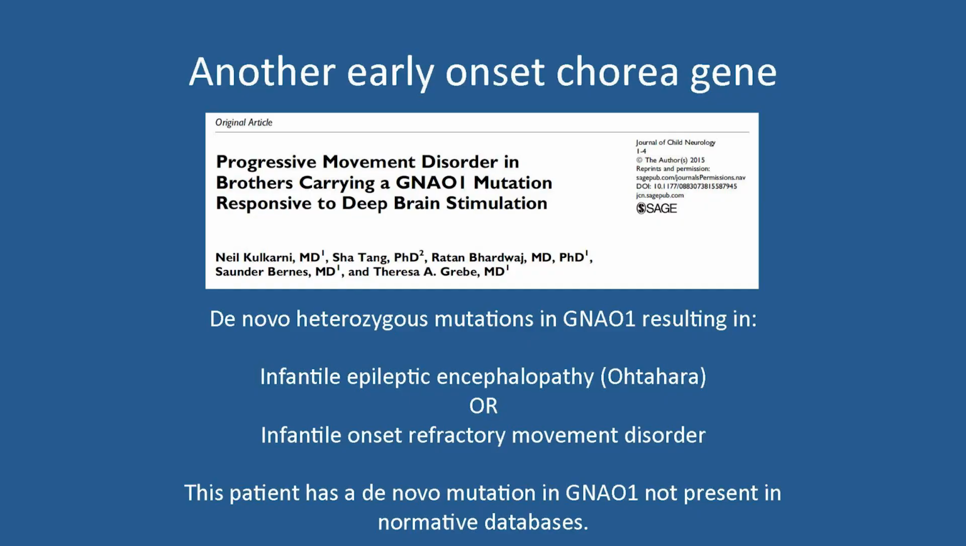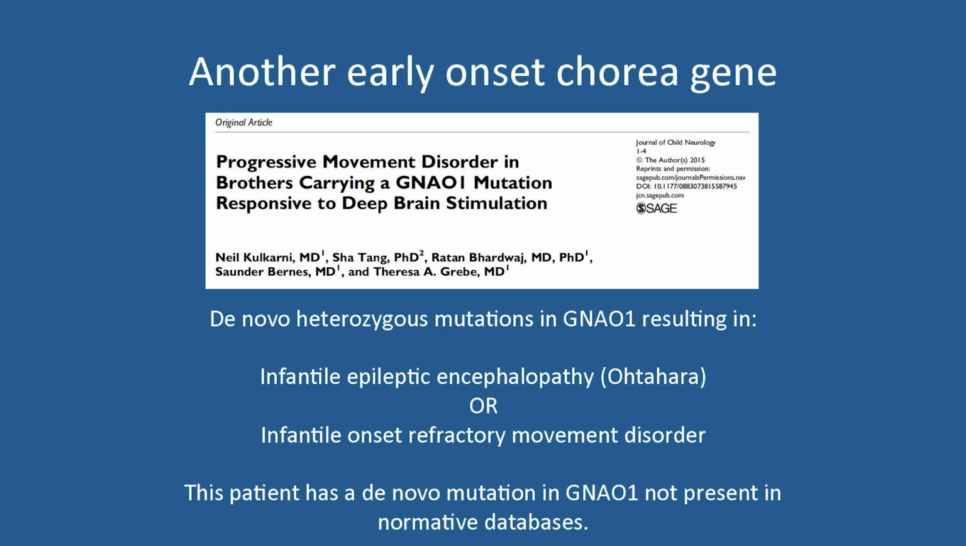And she has a mutation in this gene called GNAO1. What's interesting about it is that this gene has been known to cause a severe epilepsy in the first year of life for nearly 10 years, but only in the last 3 or 4 years have we appreciated it can cause a severe movement disorder, either with epilepsy or without, which is sort of interesting as a neurologist, and it tells you about genes and proteins having multiple roles. That patient had a new de novo mutation, so it wasn't inherited.